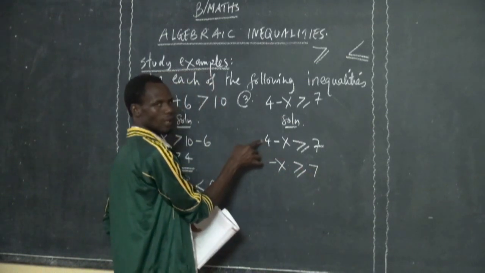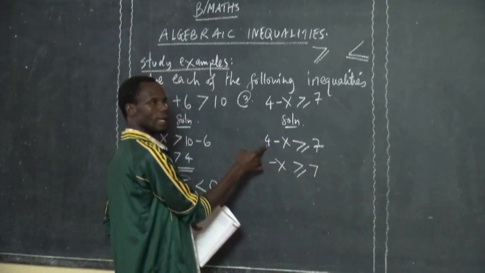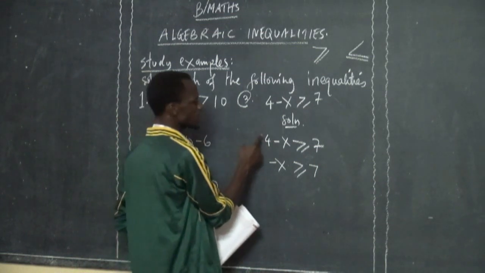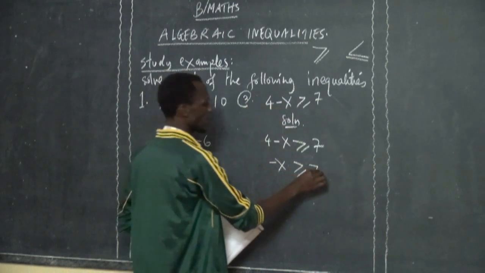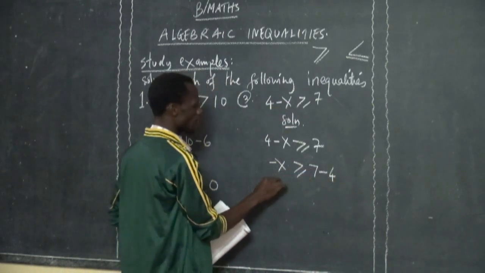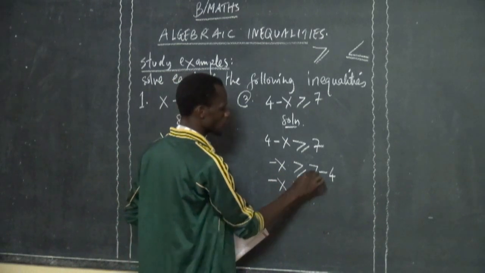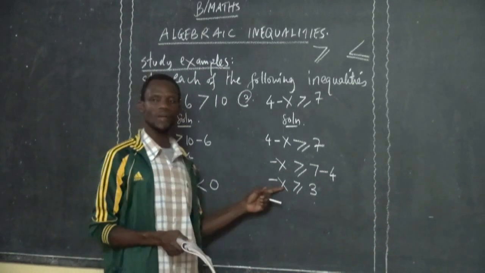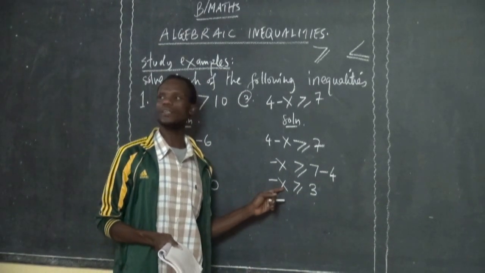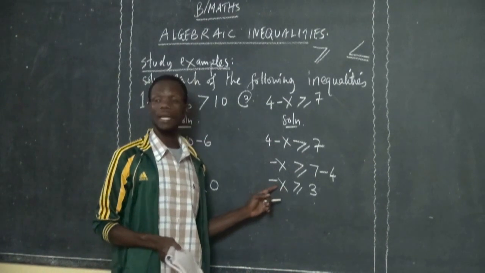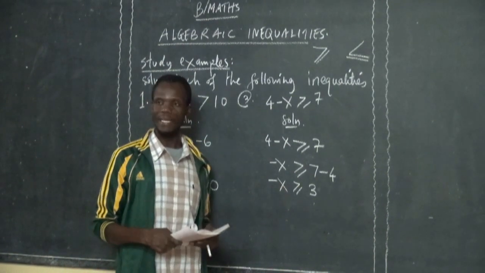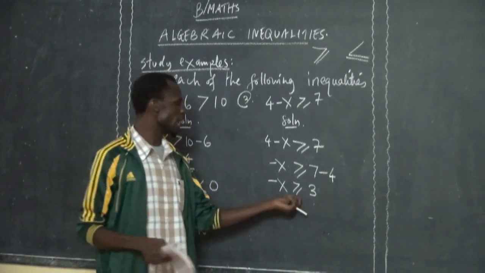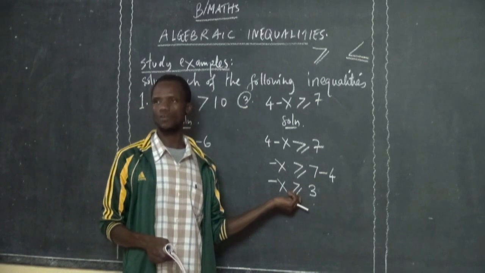Remember, if there is nothing behind the letter or behind the number, it indicates that it is positive. Now this 4 is positive. When you take it to the other side, it becomes negative 4. Now we have negative x greater than or equal to 7 minus 4, which is 3. But remember this is negative x. We are not looking for negative x, we are looking for x. Now we have to divide by negative 1. But what is interesting is that if you divide by a negative, the sign changes and becomes the opposite.